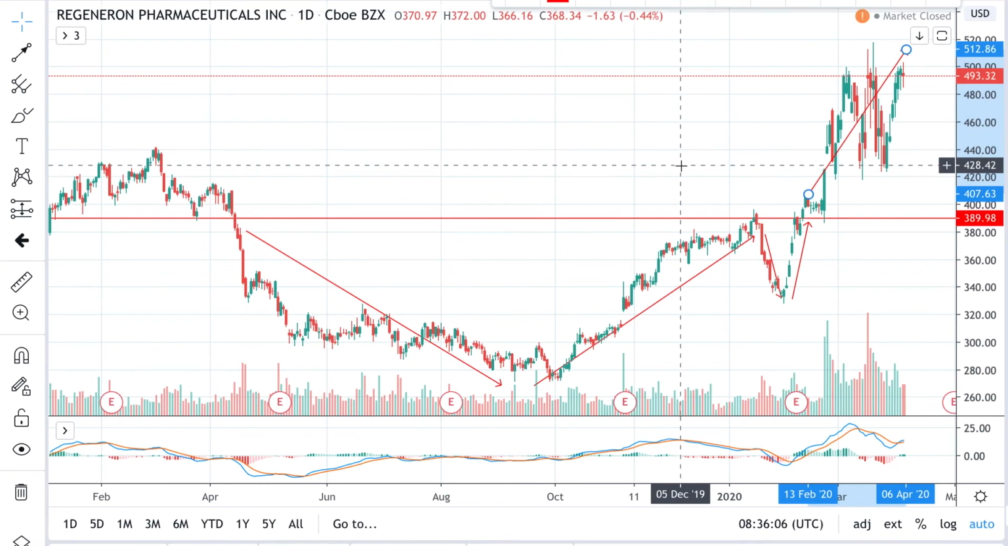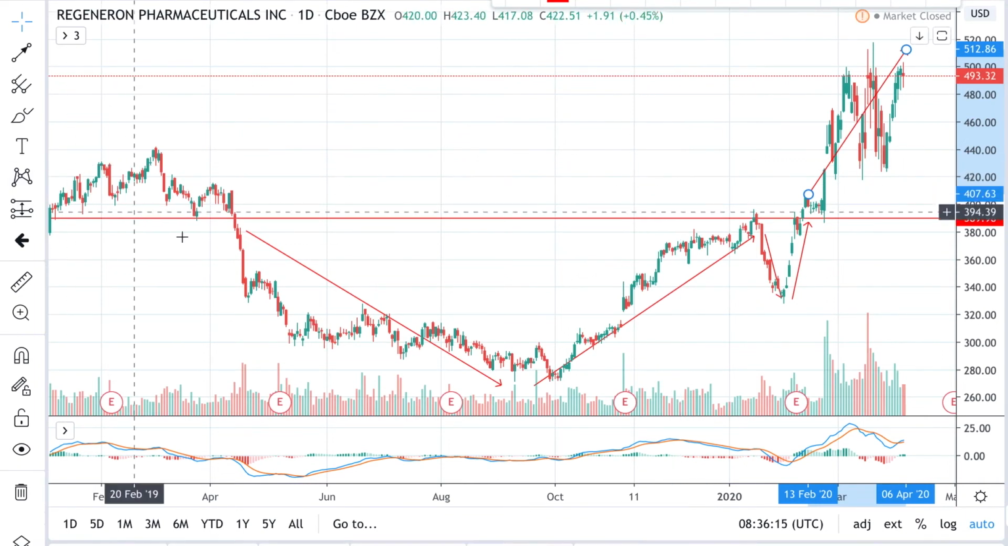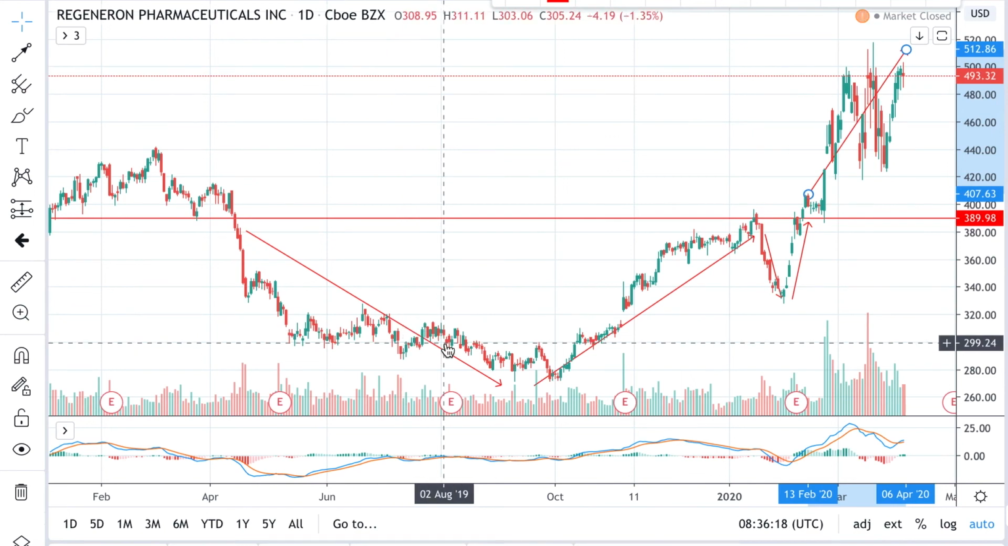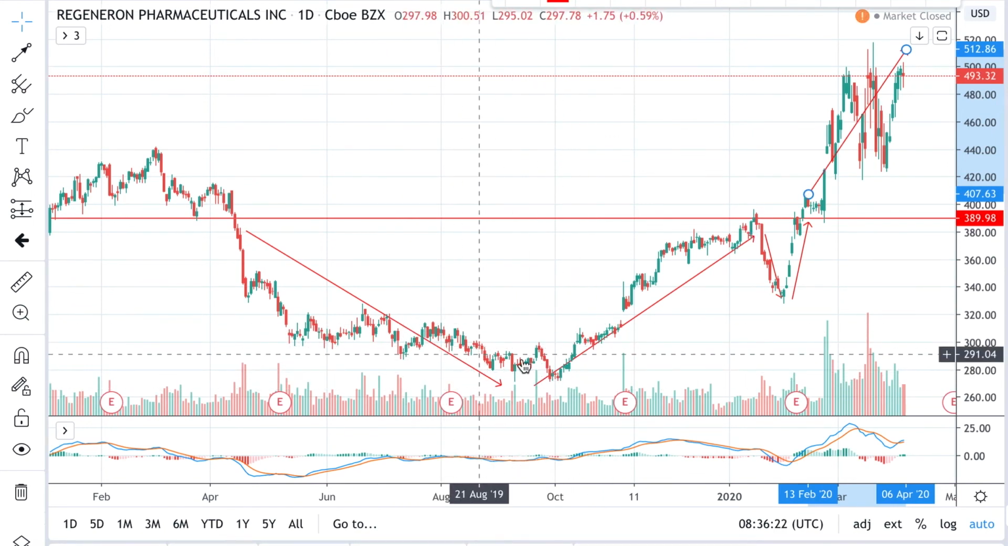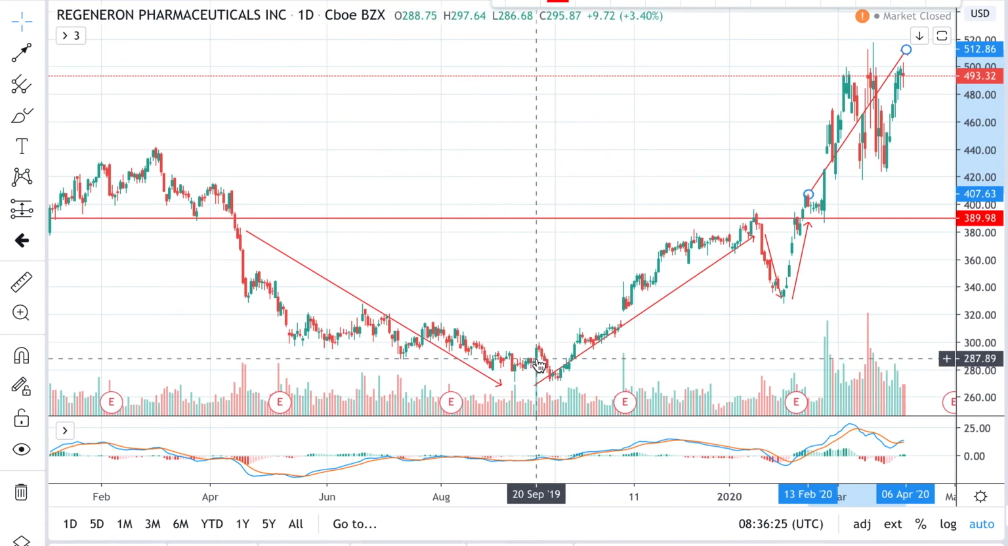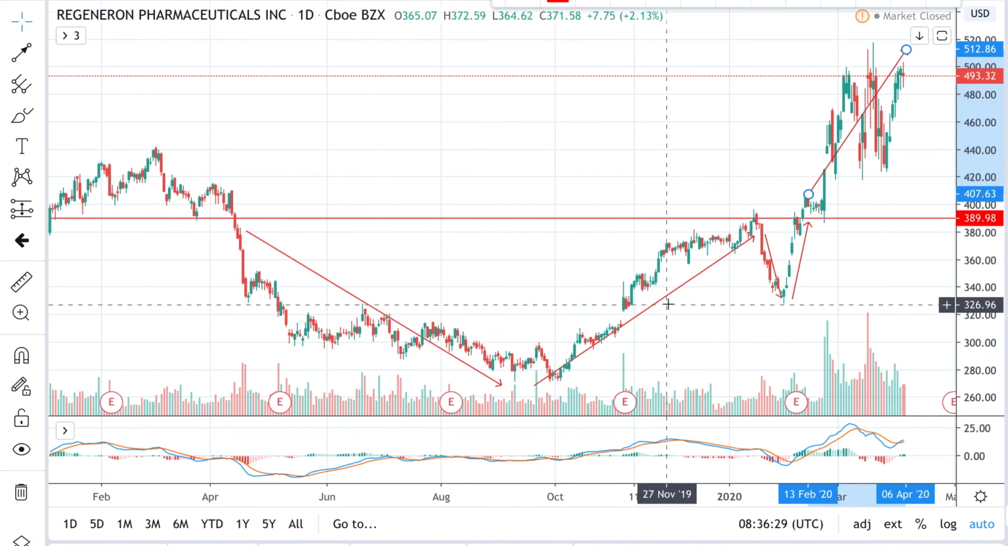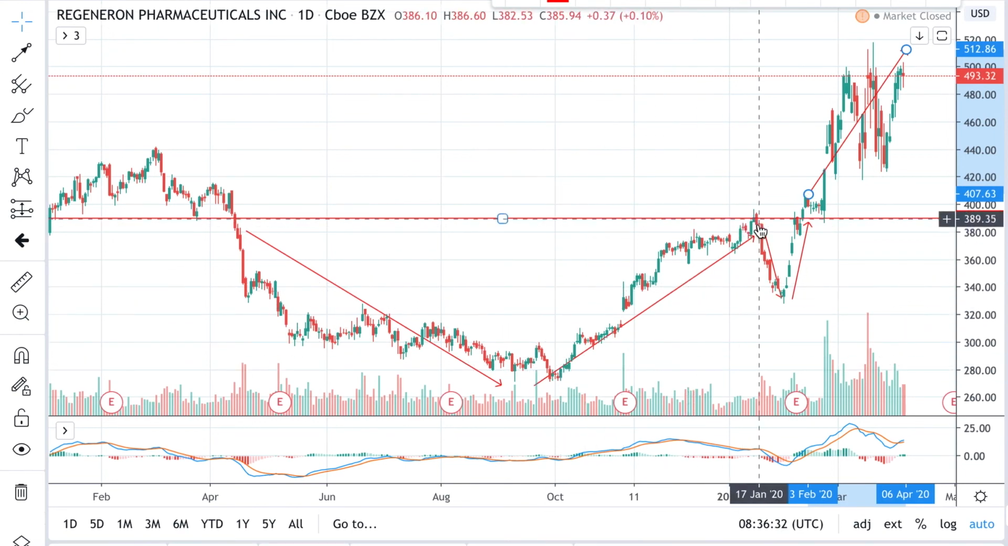So the psychology behind this cup and handle pattern is that the sellers come into the market trying to push the price lower, around this area. Then buyers come in around this area, support the market and push the market back up. Okay, push the market back up around this area, and so the sellers come in.